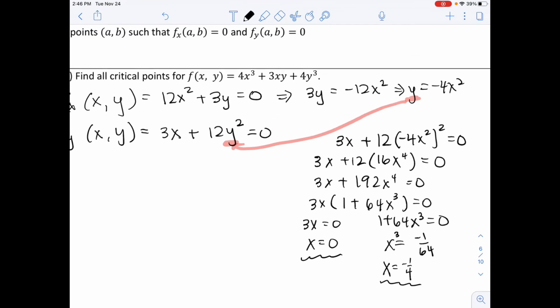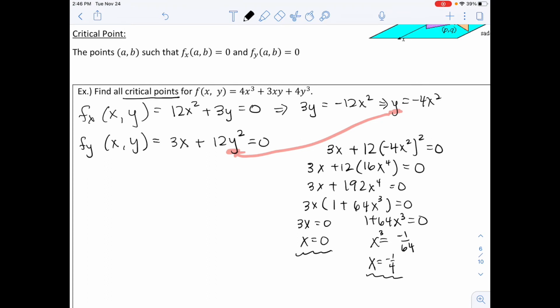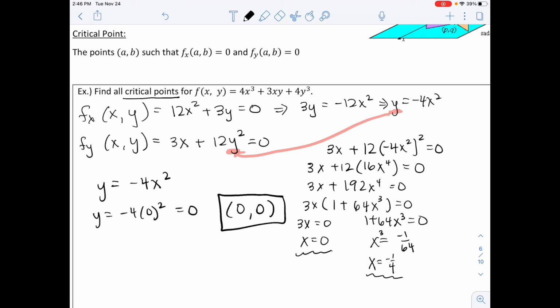And so in order to find my critical points, I need to not just find x, I now also need to find our y value. And the easiest one to substitute this into is where we had y equals negative 4x squared. And so if I were to substitute in 0, we have 0 squared, which equals 0. So we have one point at (0, 0). So this is one of our critical points. And then I need to substitute in negative 1/4. So I would have y equals negative 4 times negative 1/4 squared. This works out to be negative 4 times 1 over 16, which is negative 4 over 16, and this reduces to negative 1/4.